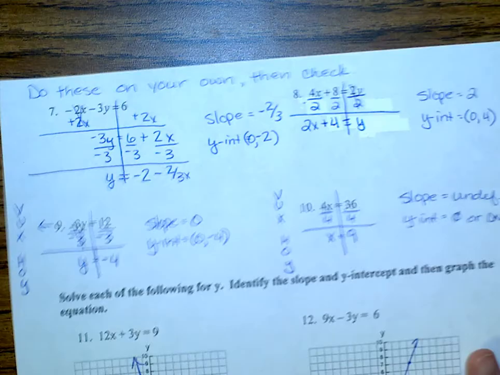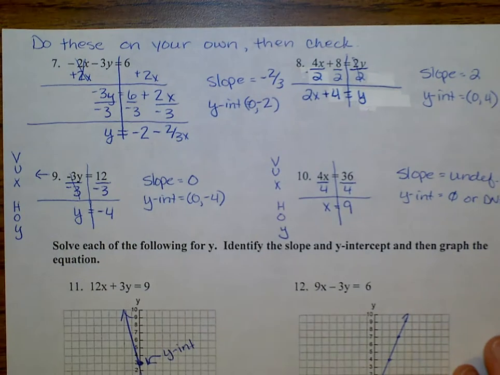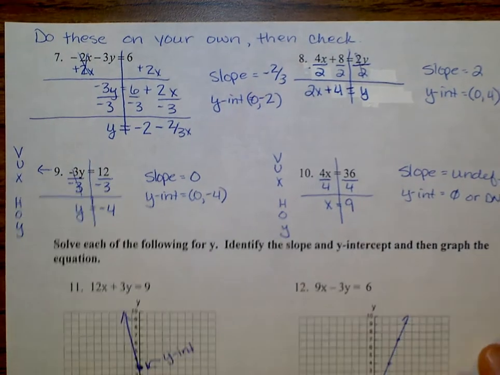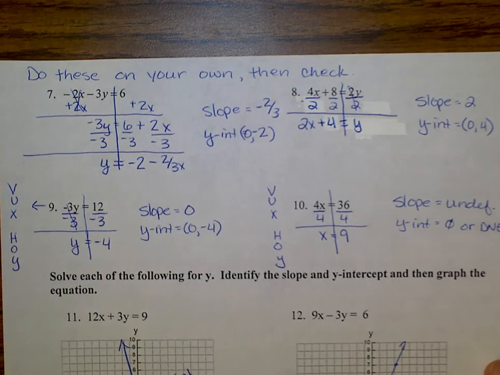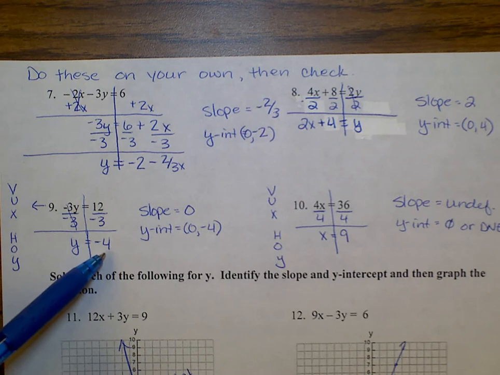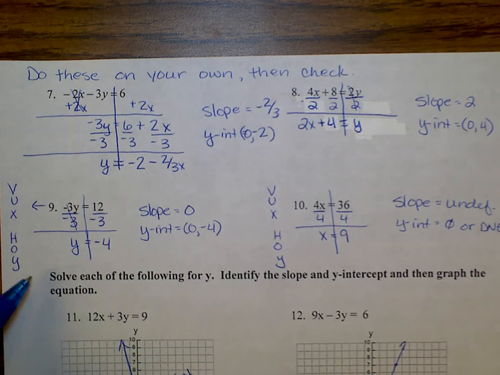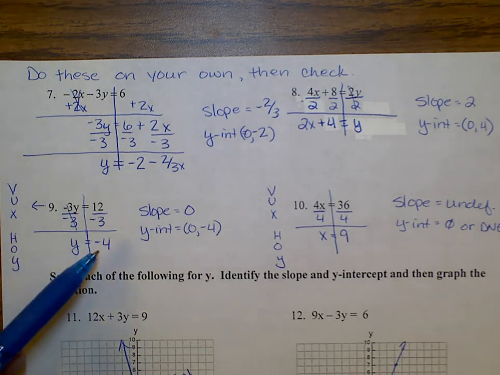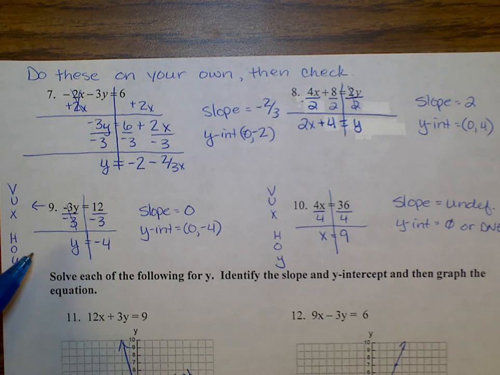Okay, so here is 7, 8, 9, and 10. 9 gets you to y equals -4. I'm going to talk about the special cases right now. So we're going to use the HOY over here. Remember, that means we have a horizontal line that has a 0 slope. So our slope is 0, and since it's y equals, we do have the y-intercept at -4.